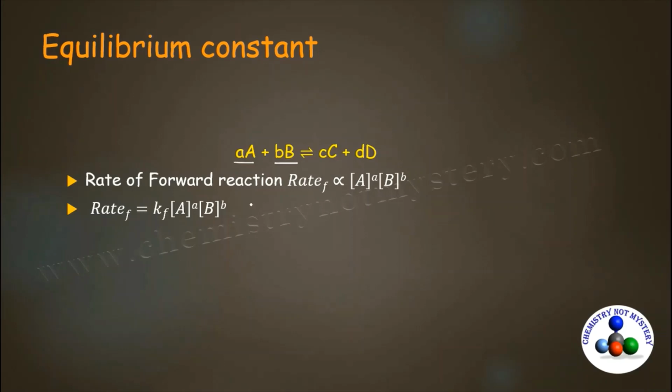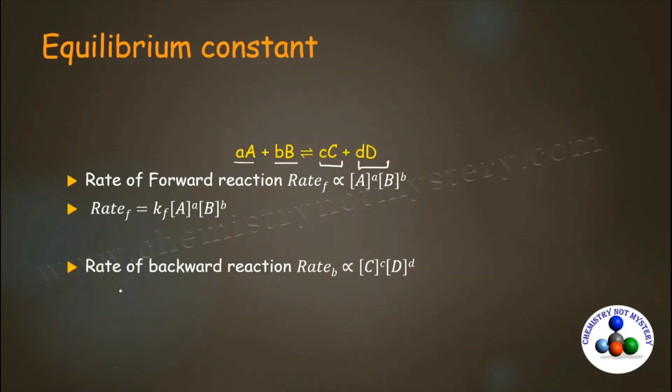Now apply the law of mass action for the reverse reaction. For the reverse reaction, c moles of C and d moles of D are the reactants. So rate of backward reaction will be directly proportional to the concentration of C raised to the power c multiplied by D raised to the power d. Now remove the proportionality sign, so you will get rate of backward reaction will be equal to rate constant for backward reaction multiplied by [C] raised to c and [D] raised to d.